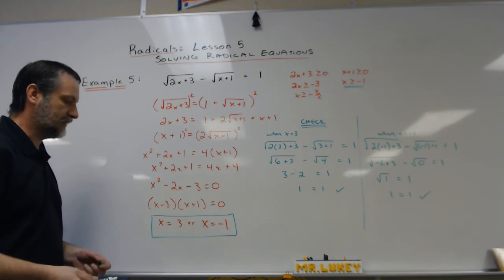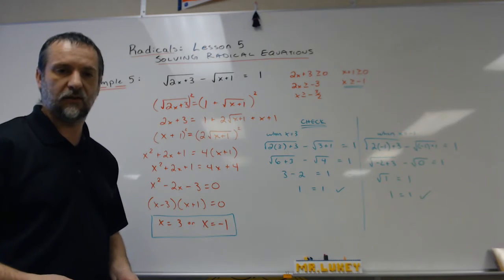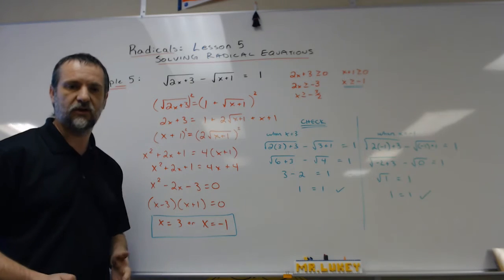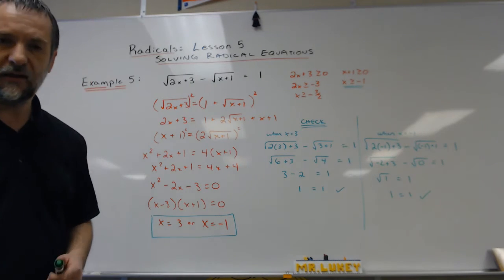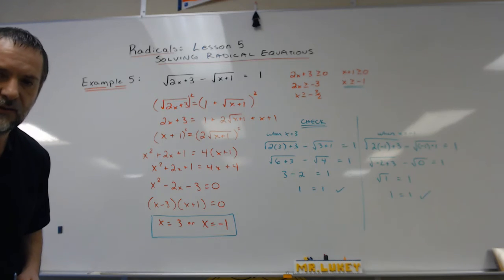And of course, x can equal 3 or x can equal -1. There are 2 possible solutions for example 5. All right, let's take a look at the next one.